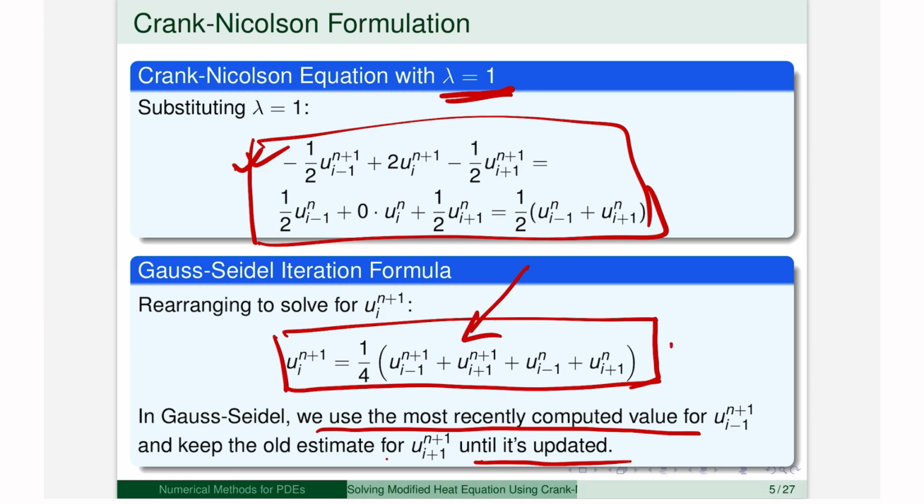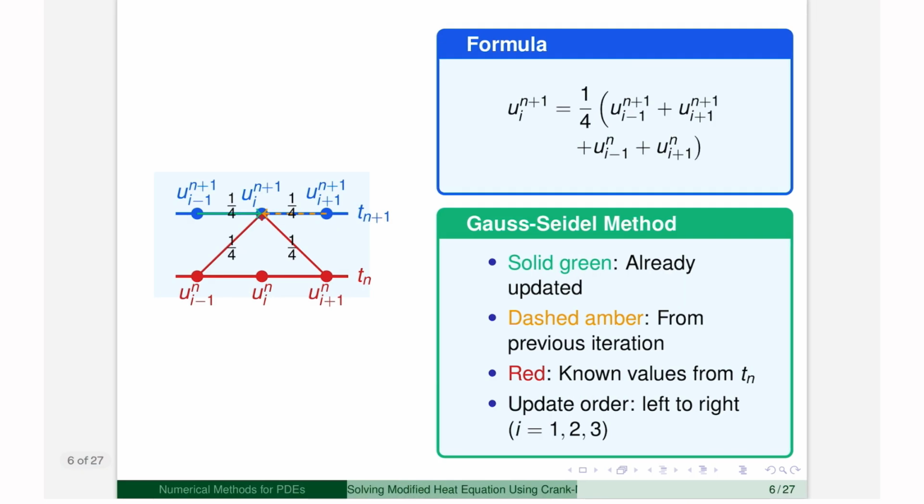Okay, so this is the equation. Using this equation we have to solve. If you see the node points, these are at time tn, and this is tn+1. Now if I want to calculate this value, we need all the neighboring nodes: the summation of all these 4 nodes divided by 4. Here, solid green is already updated, dash amber is from the previous iteration.